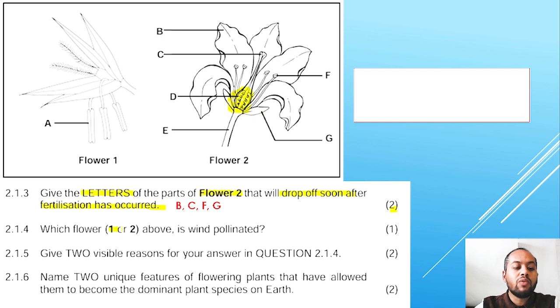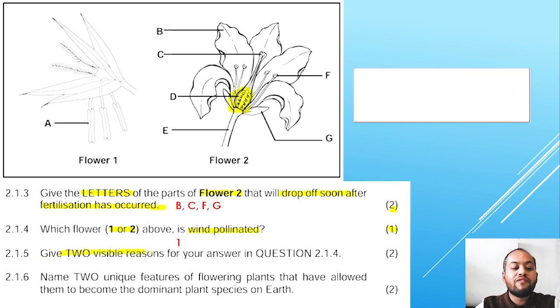2.1.4, which flower, 1 or 2, is wind pollinated? Remember, wind pollinating flowers are those that need large amounts of pollen, and they are pollinated with the use of the wind. If we look at flower number 1, we can see that the anthers are hanging out of the flower. Since the anthers are hanging on the outside, it's a great indication that this flower is going to be wind pollinated.